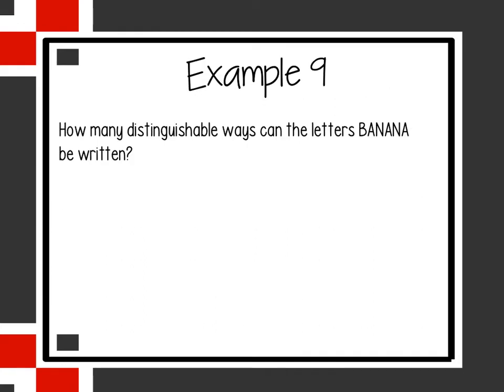which looks like this. How many distinguishable ways can the letters banana be written? So the first thing I want to do is figure out how many letters are in banana, which is 1, 2, 3, 4, 5, 6. So that's my numerator. Then I have a B, I have an A, I have an N. How many times is B there? Once. How many times is A there? Three times. How many times is N there? Twice. So you could put the one factorial, but honestly, it's not going to do anything. You don't need it. You do need the three and the two.